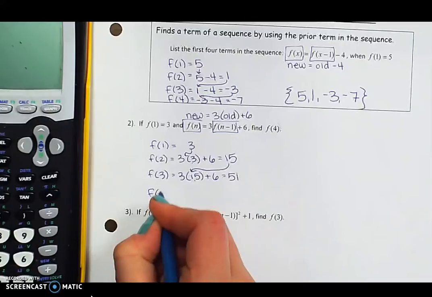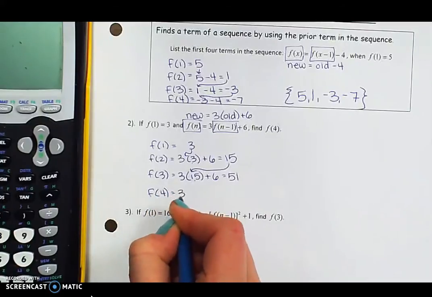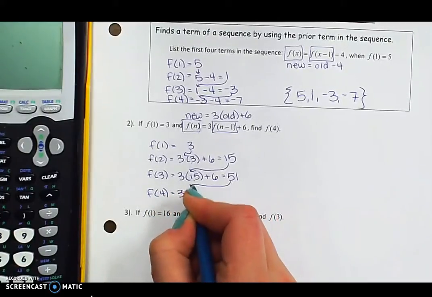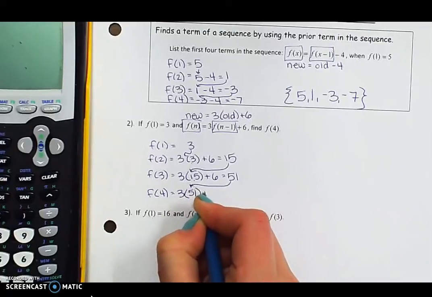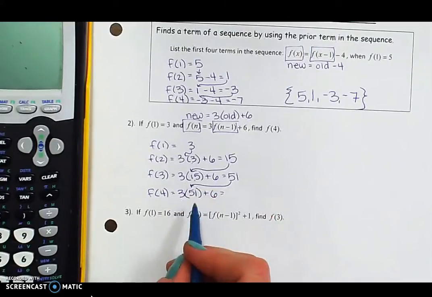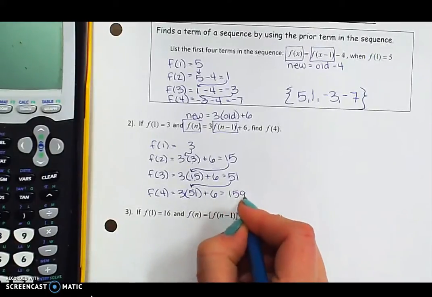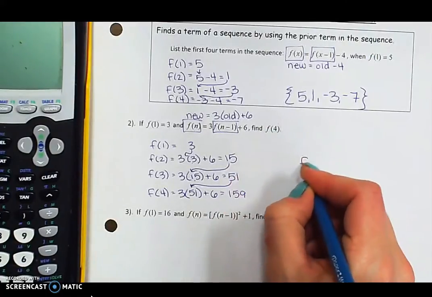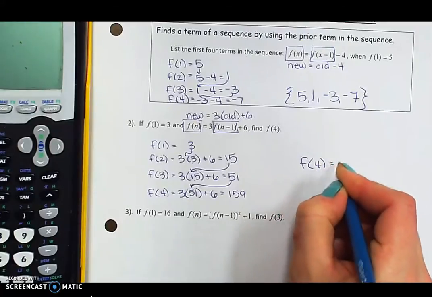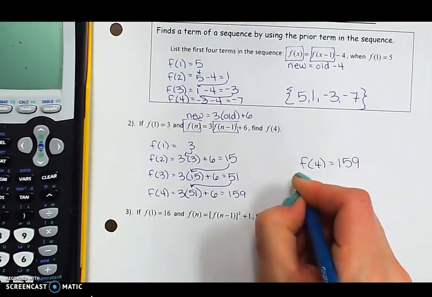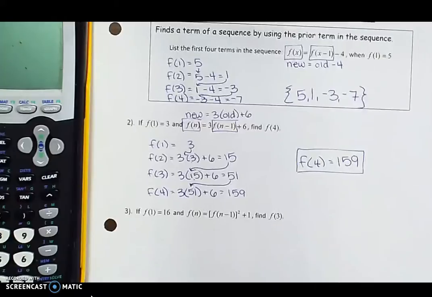Now to find f of 4, I go 3 times the old, I bring that down, 51, plus 6. So 3 times 51 plus 6 is 159. So f of 4 equals 159. And we have our answer.